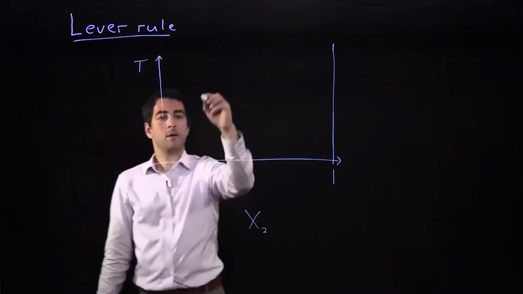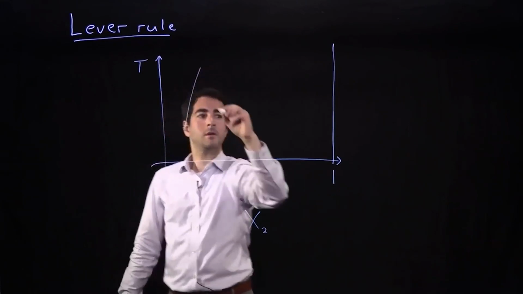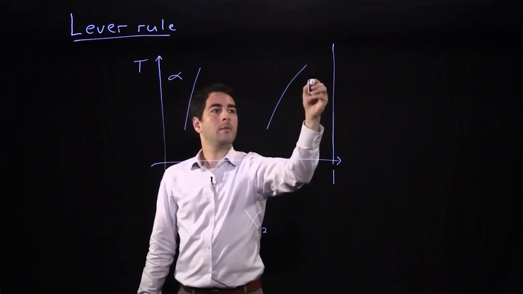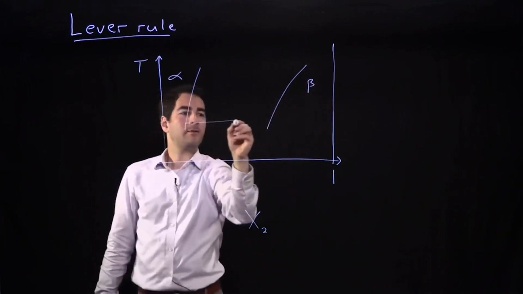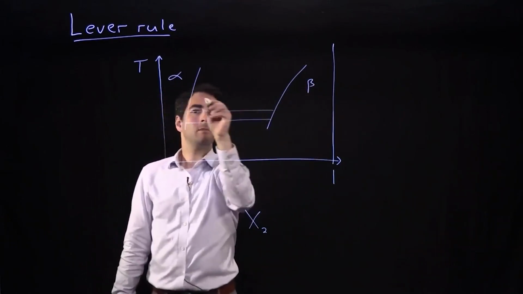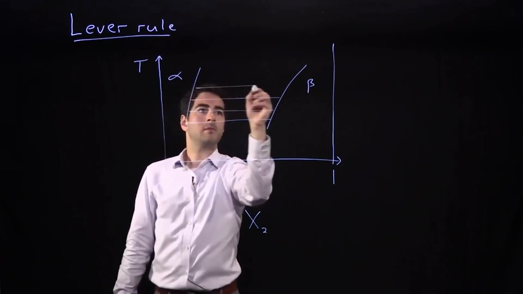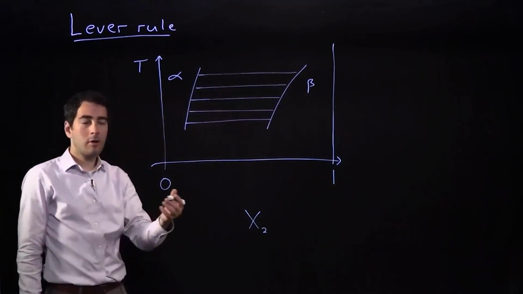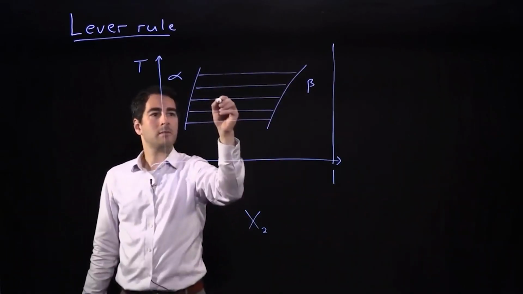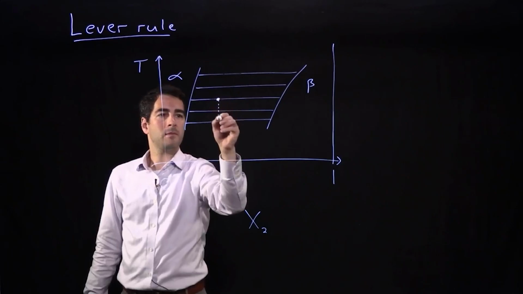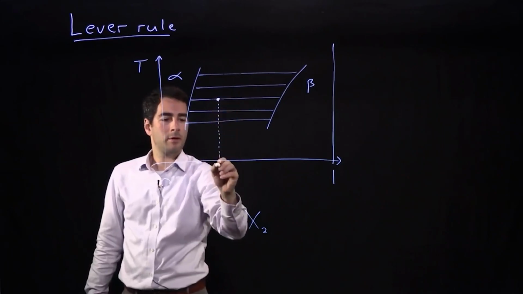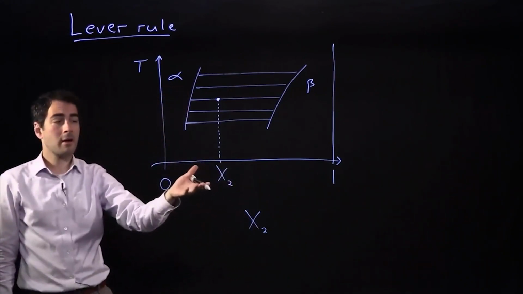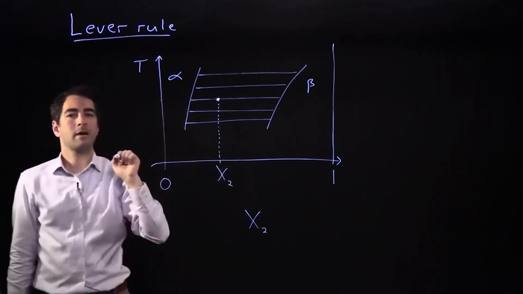And two phases, alpha and beta, which are separated by a two-phase region. We're going to consider a system with an overall composition and temperature right here. So the overall mole fraction of component 2 is there along the abscissa, and the temperature is, of course, there at that isotherm.